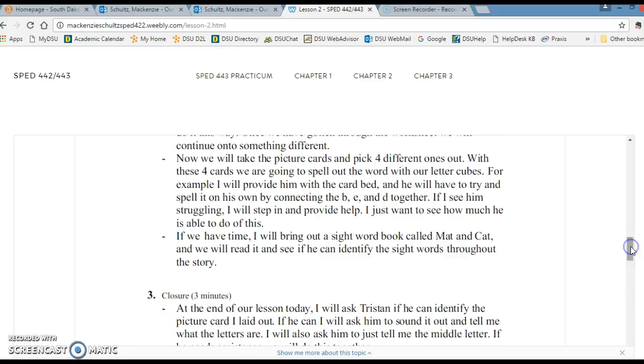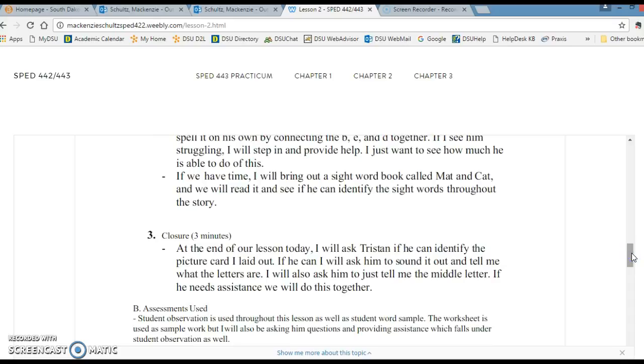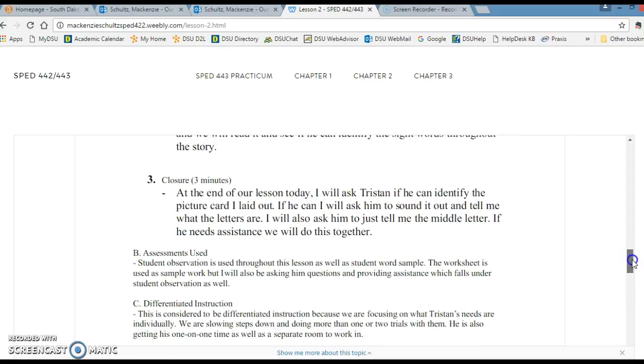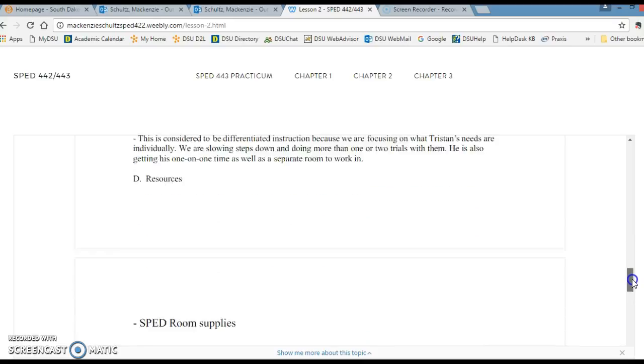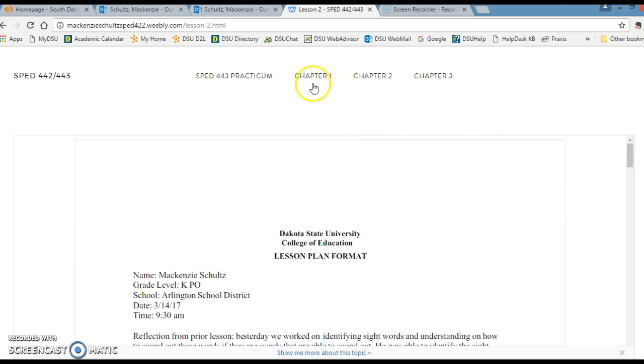And then we spelled those out with our letter cube. So one of the words was bed. So we had to find the B, find the E, find the D, and we did a little bit together, but I just wanted to really see if he could get those letters together, and he did. So then at the end, we read a book called Matt and Cat, which were basically working on sight words and sounding out letter words. So kind of the same thing we've done today. And then I asked him at the end what we learned. So that was lesson 2.